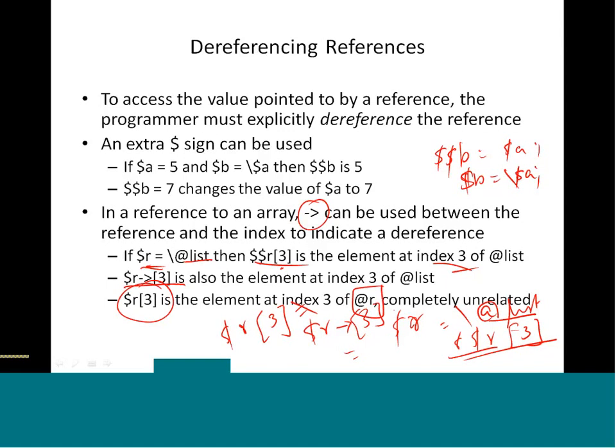So see the difference: here it's @R and here it's @list. Since these two are different, this is not the same as this, so don't use this for this. If you want to use the list's third element with the reference, then use this or this. And if you want to refer to the fourth element, index 3 of array R, then use this.